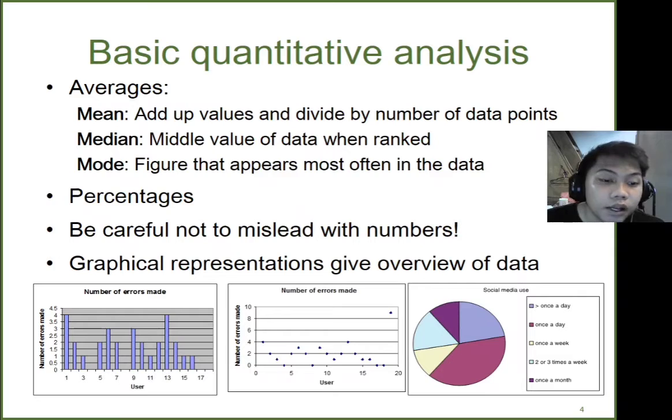Basic quantitative analysis. Averages. Mean. Add up values and divide by number of data points. Same as average po. Example po, parang yun sa grade pag kinompute po yung average. Median. Middle value of data when ranked. Yung median po is pag napagsunod-sunod na yung data, ito po yung kadalasan nasa kalagitnaan.